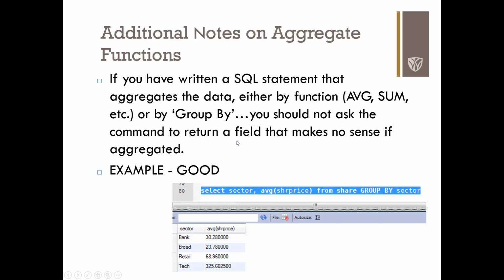So in this case, let's look at one where we do select sector and then average share price from share, group by sector. Again, that gives us the sector name and the average share price for all of the shares within that sector. So this would be an example of where you would want to use the group by, and you are pairing the group by command with an aggregate function, in this case average.